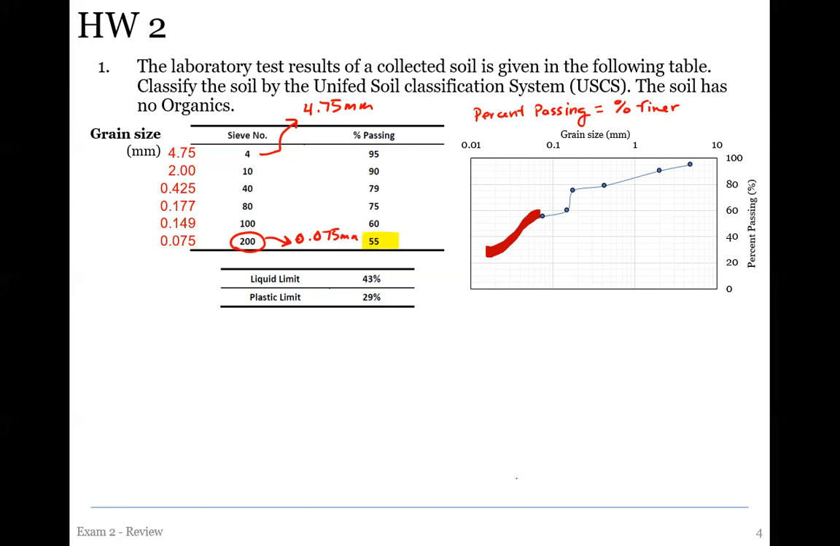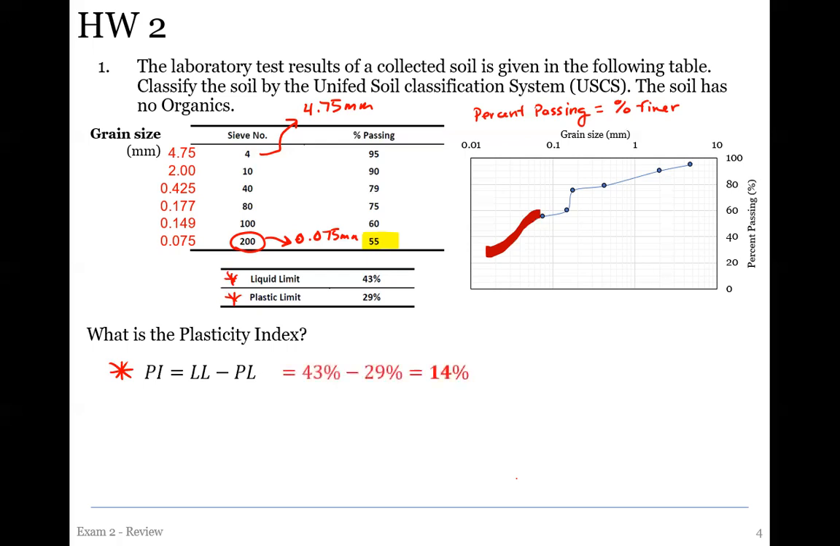We're given the plasticity values from our Atterberg test, so we can find our plasticity index. The plasticity index is always the subtraction of the two limits. This is really important, a lot of times I see a mistake here. The plasticity index is the liquid limit, which is the higher number, minus the plastic limit, which is the lower number. We can do that math and find that our plasticity index is 14%.